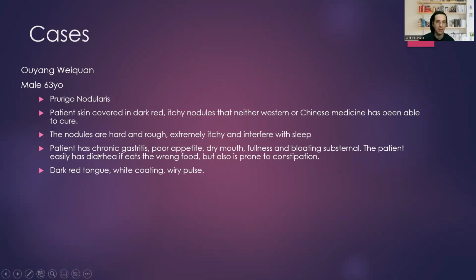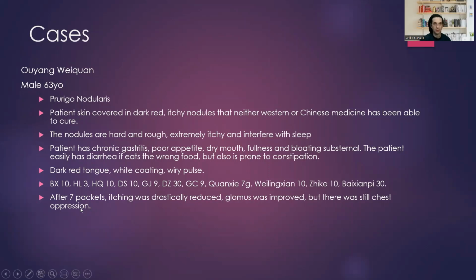Now, we see the patient has chronic gastritis, poor appetite, dry mouth, fullness, and bloating. Substernally, the patient easily has diarrhea if he eats the wrong food, but is also prone to constipation. The tongue is dark red, white coating, wiry pulse.